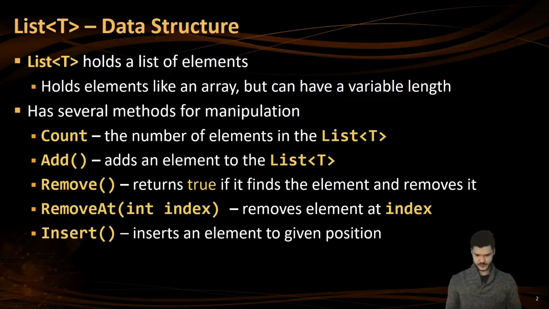And so what do we have? We have add, which adds an element at the end of the list. We have remove, and inside the remove method we put the value we would like to remove. I'm gonna show it in a demo. It returns true if it finds the element and removes it, and it returns false if the element is not found. RemoveAt removes an element at a given index.